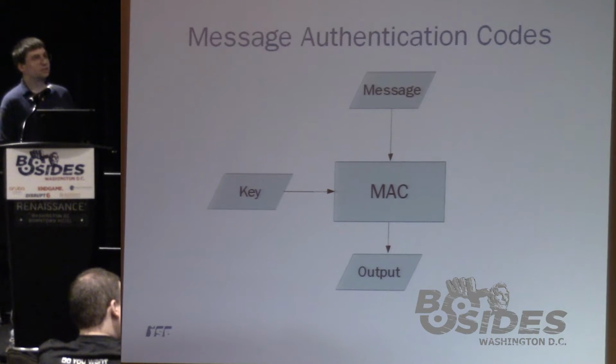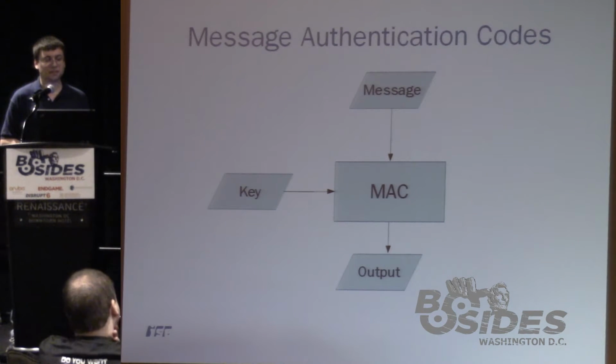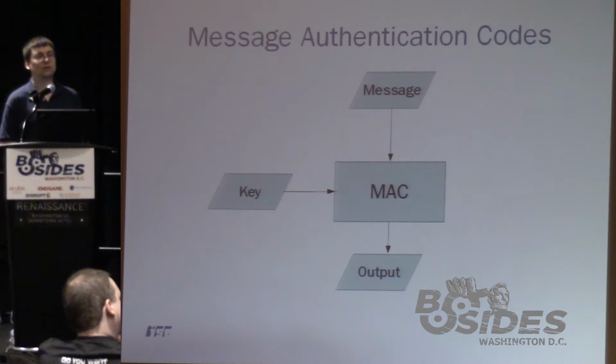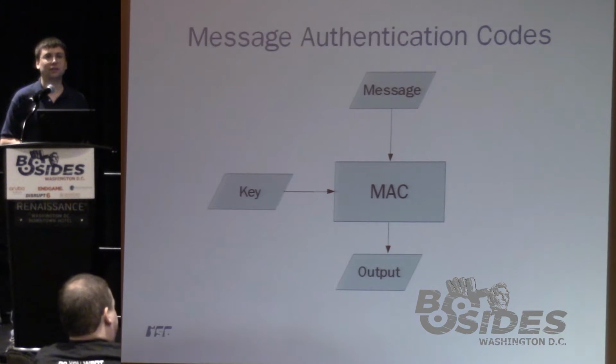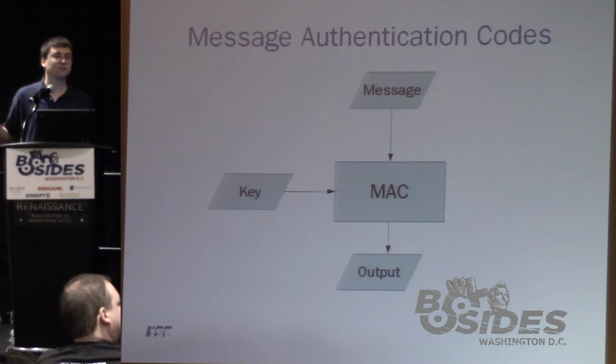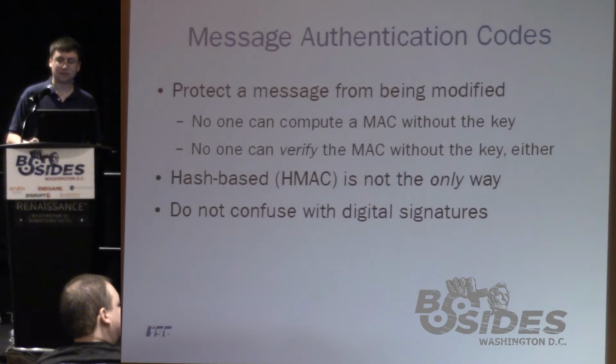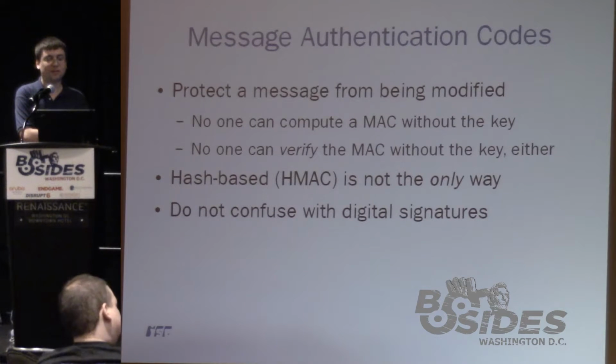Well, quickly, what a message authentication code is supposed to do is just like a hash, except there's a key. So only someone in possession of a key can generate that hash. But don't forget, only someone in possession of that key can verify it either. So it's like symmetric cryptography as opposed to asymmetric cryptography. What a MAC does is protect a message from being modified.